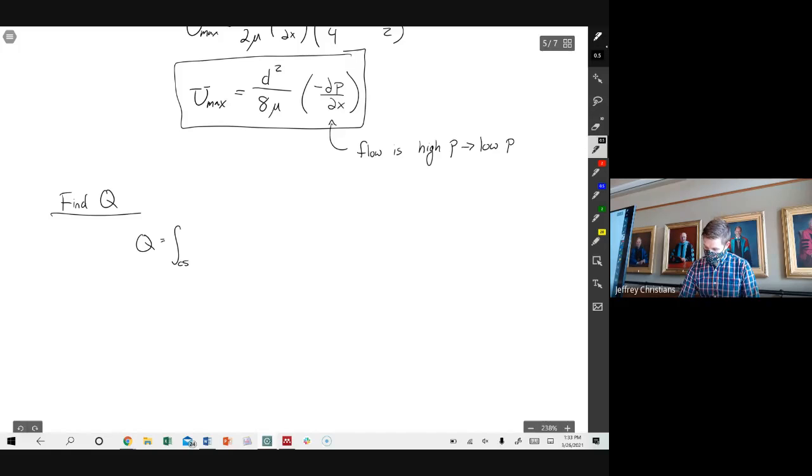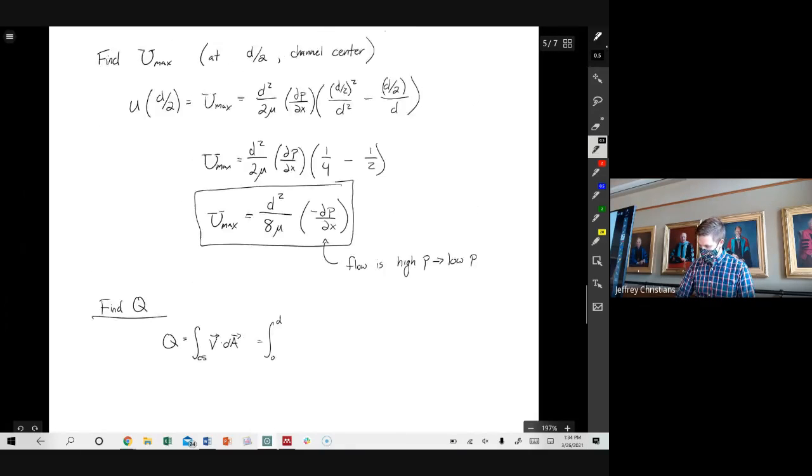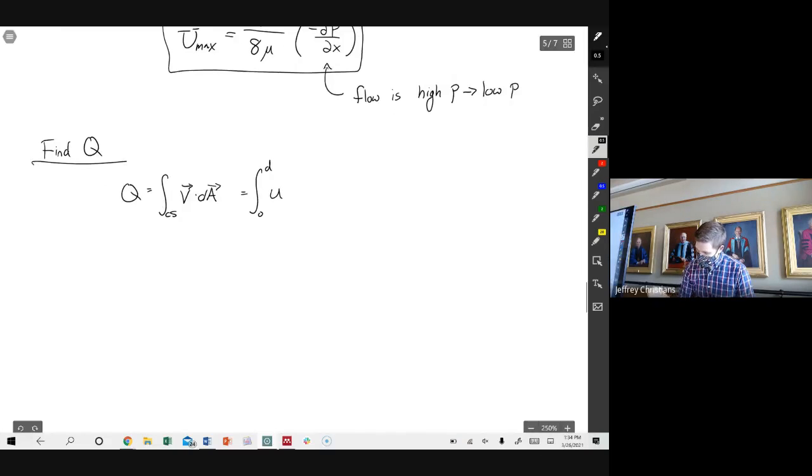If we wanted to find Q, that's the integral over our control surface of V dot dA, which in our Cartesian coordinates is equal to the integral from 0 to d, from the bottom of the channel to the top, of u, and then our differential area is L dy, where L is the in and out of the page dimension, the z dimension.